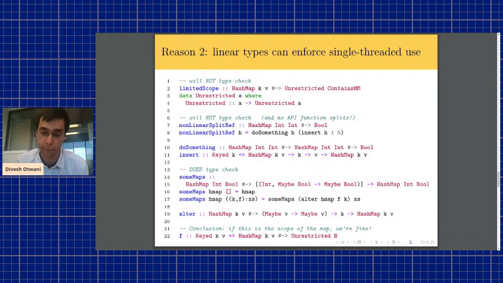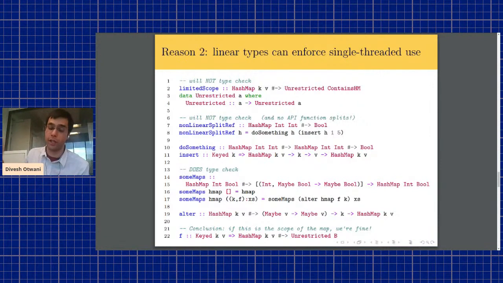Is it used in a linear way? Is it an argument to a linear function? In the nested levels, it needs to be. Yes, it's this first argument to alter, and alter takes in its hash map linearly. And therefore, because alter uses hash map exactly once, and it's exactly one argument to some maps, and that first argument is used exactly once, we can be sure that this implementation uses hmap exactly once. And so that's how we have this wonderful property that single-threaded use is enforced.